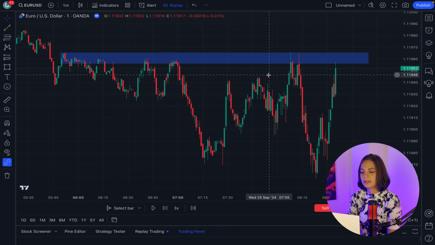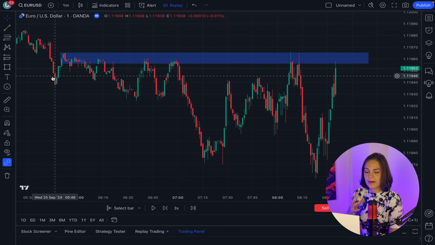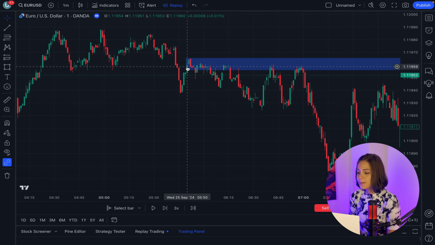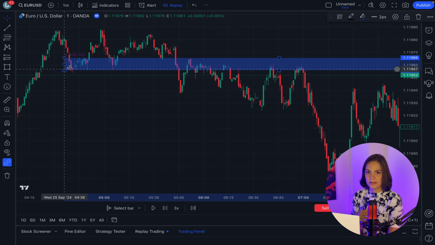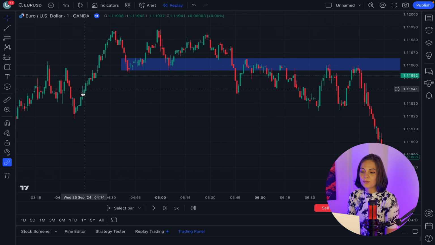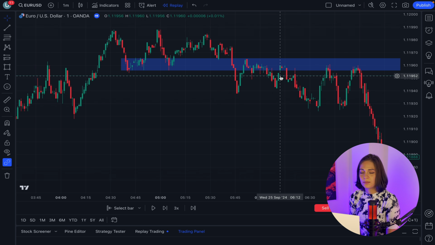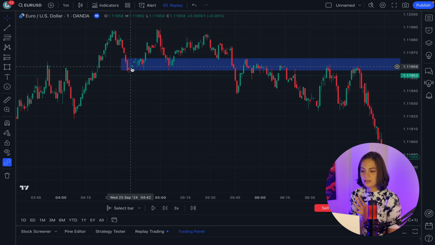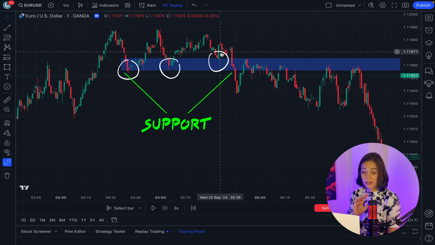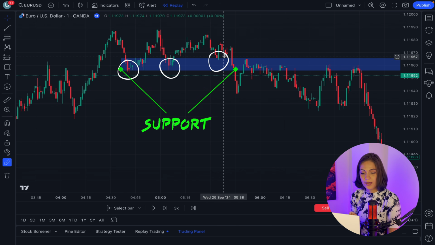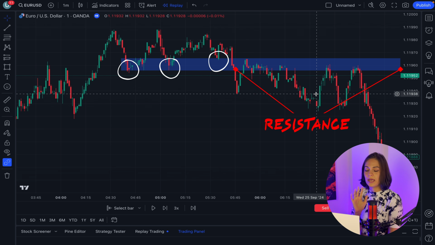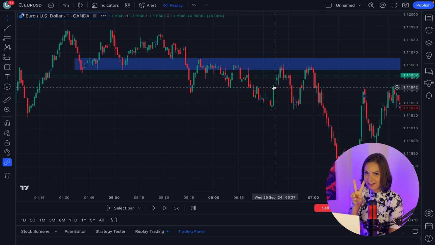Also, I really love to remember that support levels become resistance levels, and when that happens, that means that the level of support or resistance becomes even stronger. So for example, here, if you look a little bit behind, in the past, you can see that before the zone started as a resistance zone, it worked almost 3 times as a support zone, after which it was broken through and became the resistance zone. This is the second confirmation.